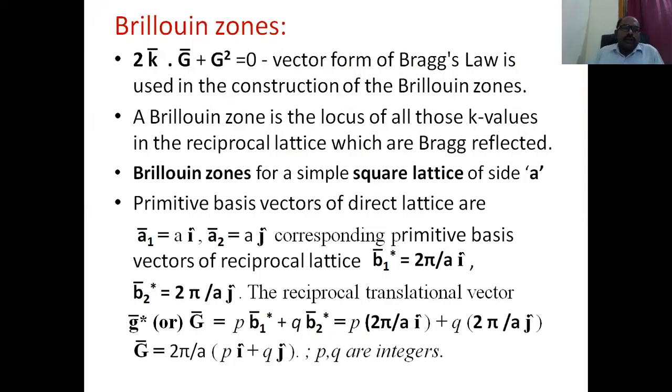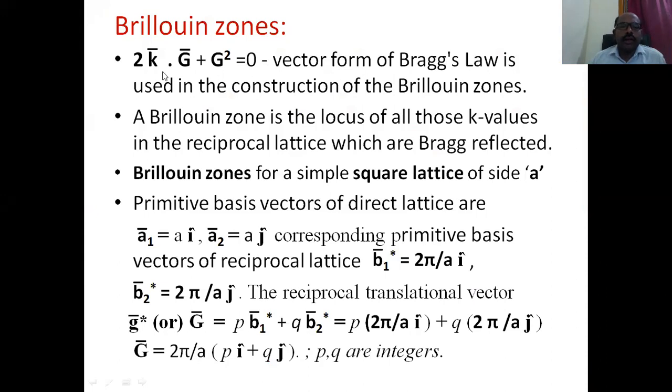So Brillouin zones. Generally, these are the boundaries at which the Bragg reflections occur. Therefore, we are taking the Bragg's condition for reflection. It is a vector form of the Bragg's law.